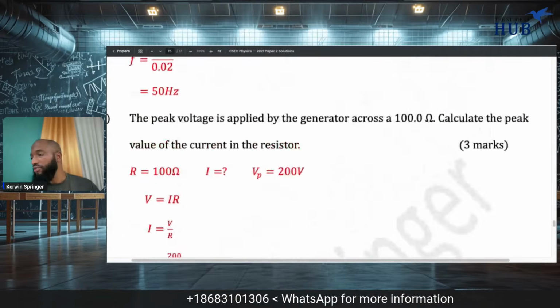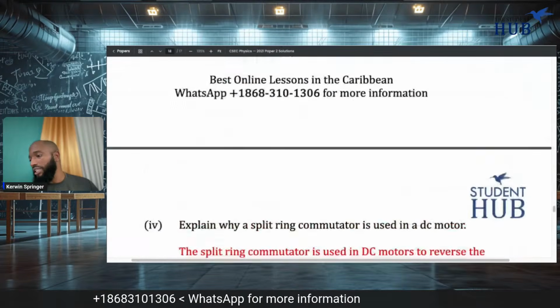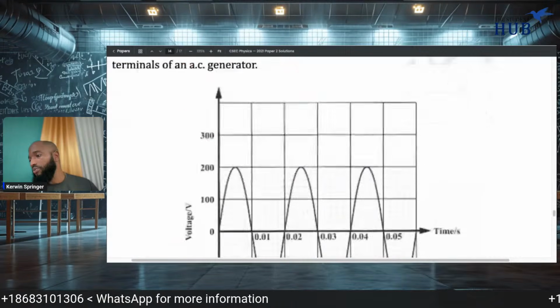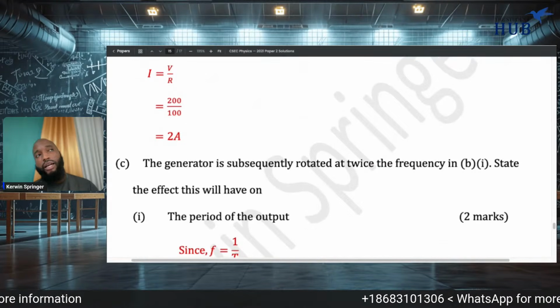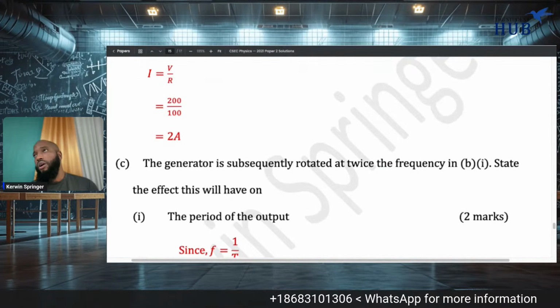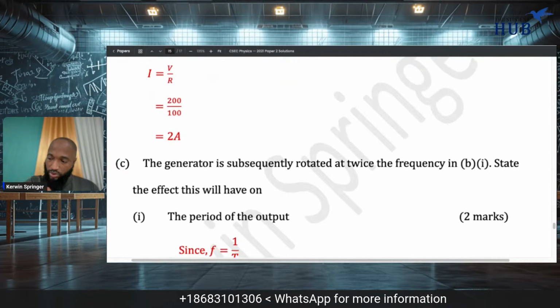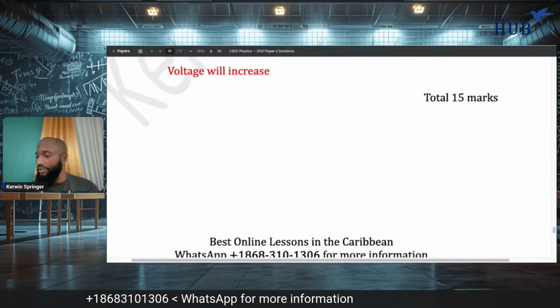If you want to increase the voltage in the generator, what else can you do? Increase the strength of the magnet and more coils, right?